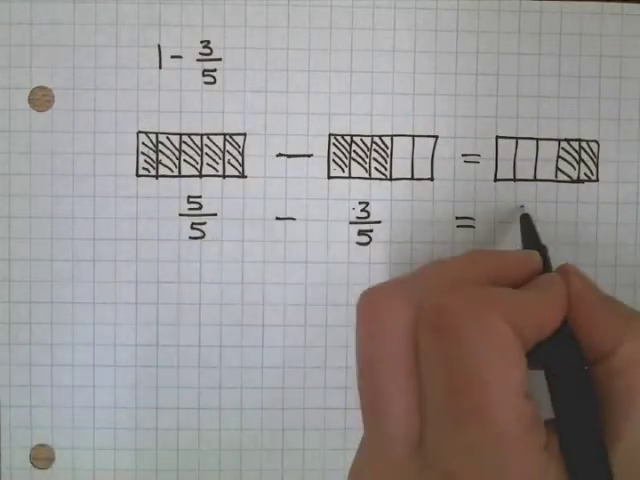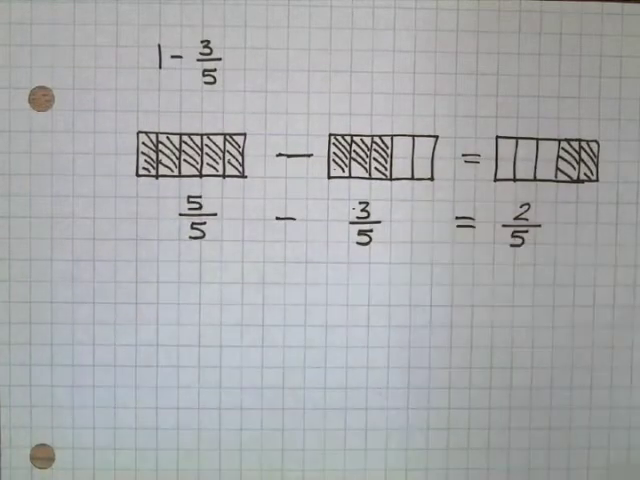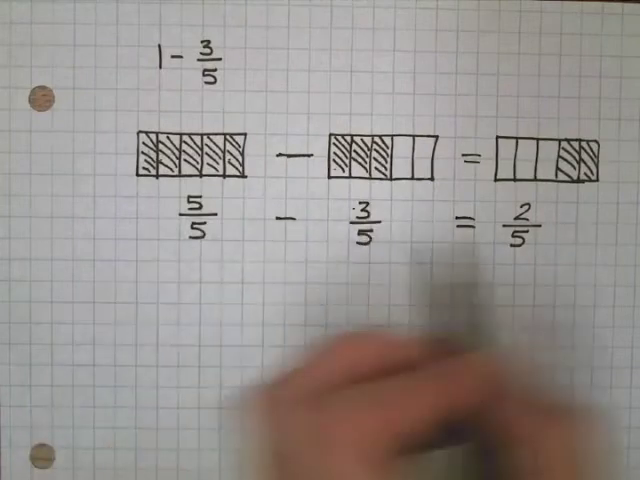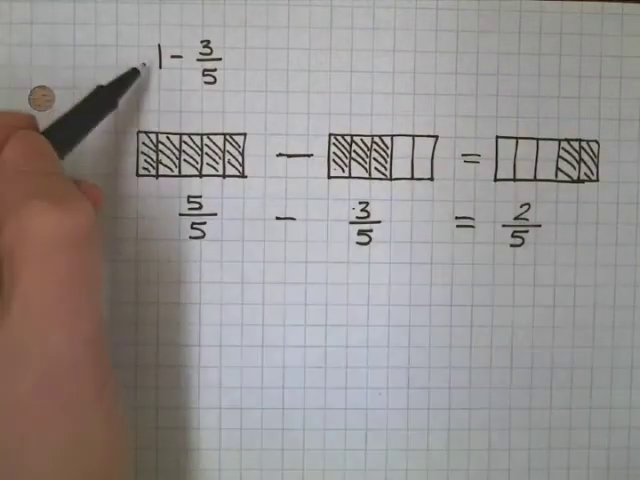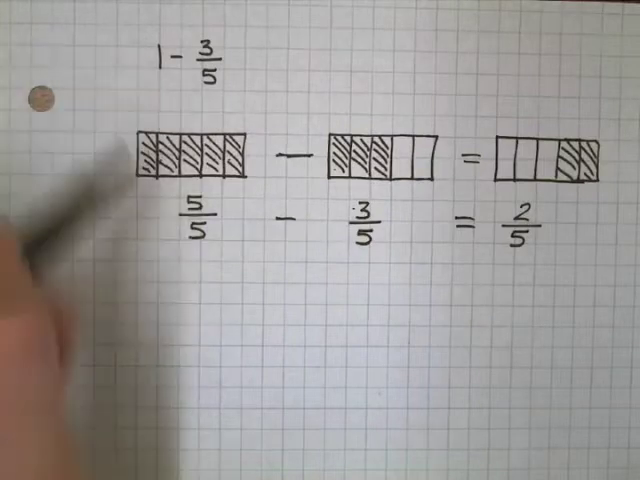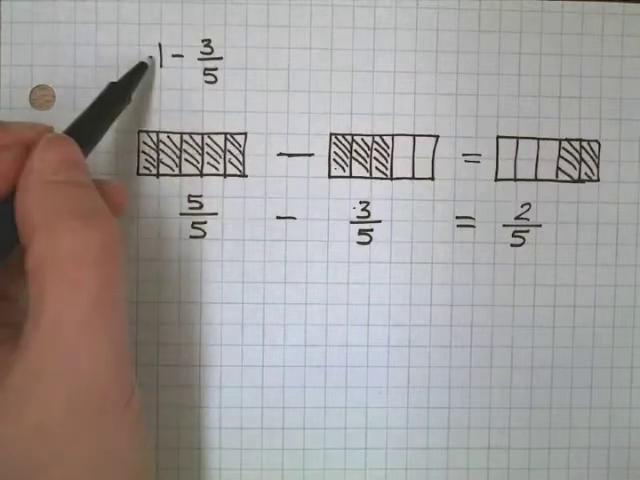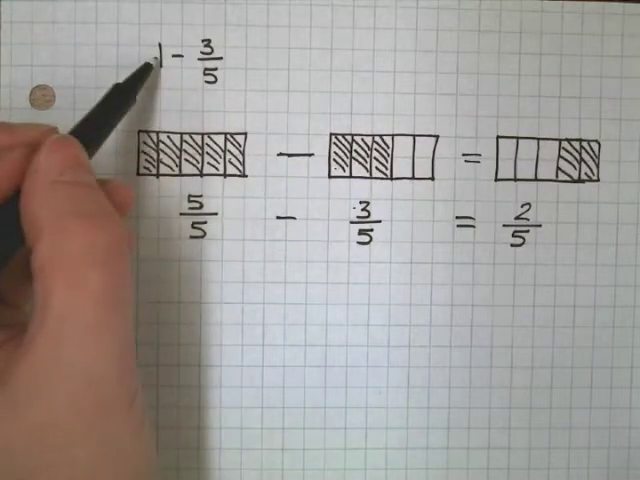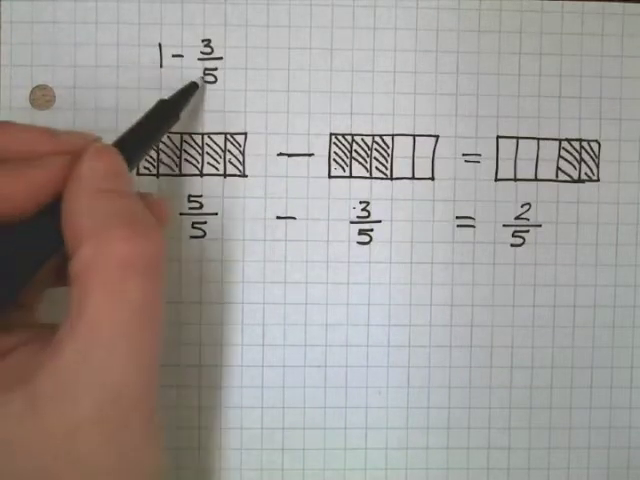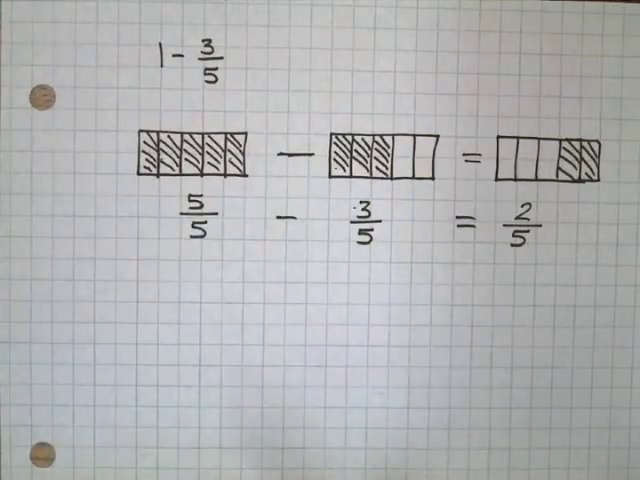5 minus 3 is 2. And I'm talking about fifths, and that's what they are. So the fifths goes on the bottom. So 5/5 minus 3/5 is 2/5. Whenever we see a whole number, we can take that whole number and turn it into a like fraction. So if this were sixths, I could change this into 6/6. If this were sevenths, I could change this into 7/7, whatever I need to do.